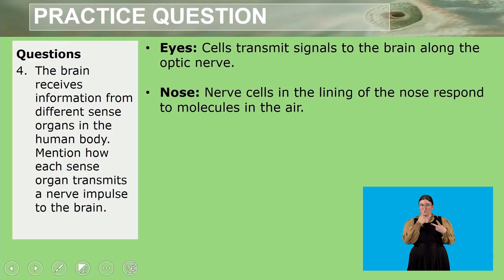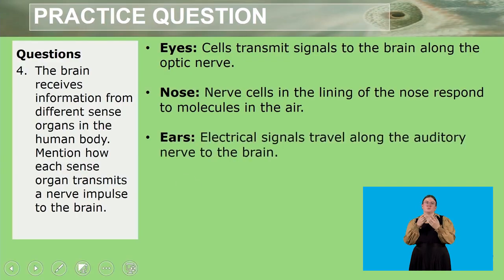Second sense organ would be the nose. We have nerve cells in the lining of the nose that respond to molecules in the air. Third sense organ would be the ears. The ears receive electrical signals that travel along the auditory nerve to the brain.